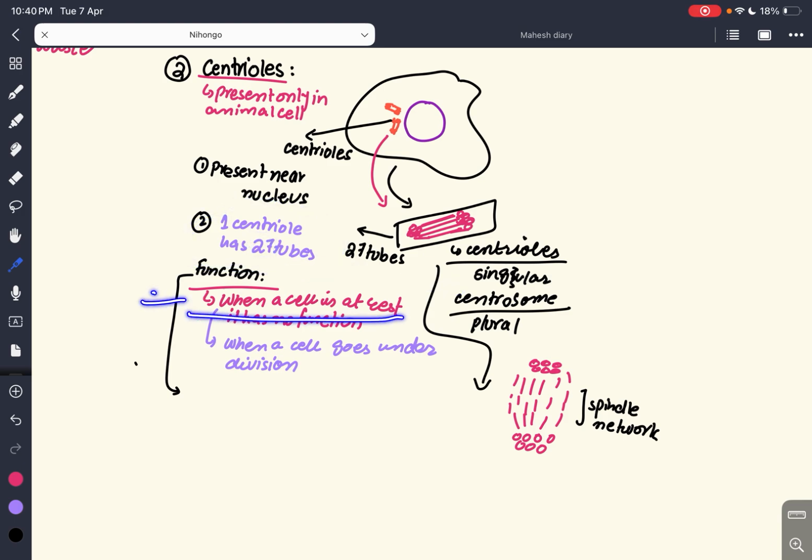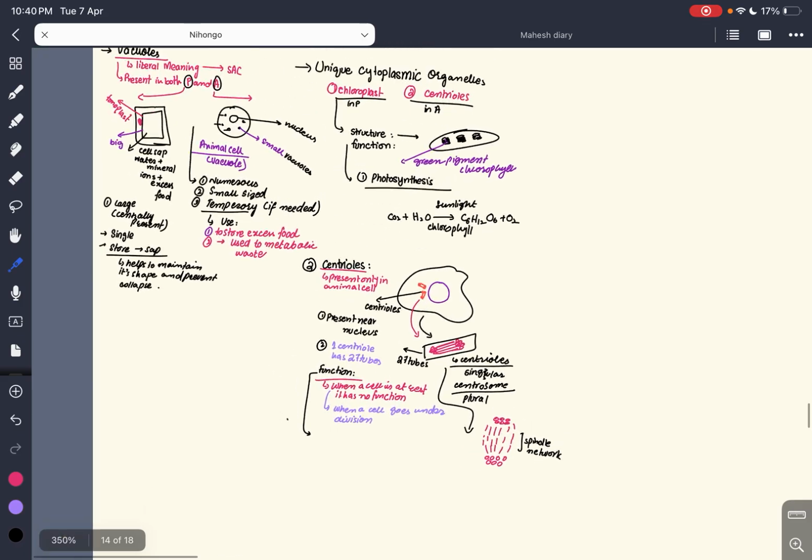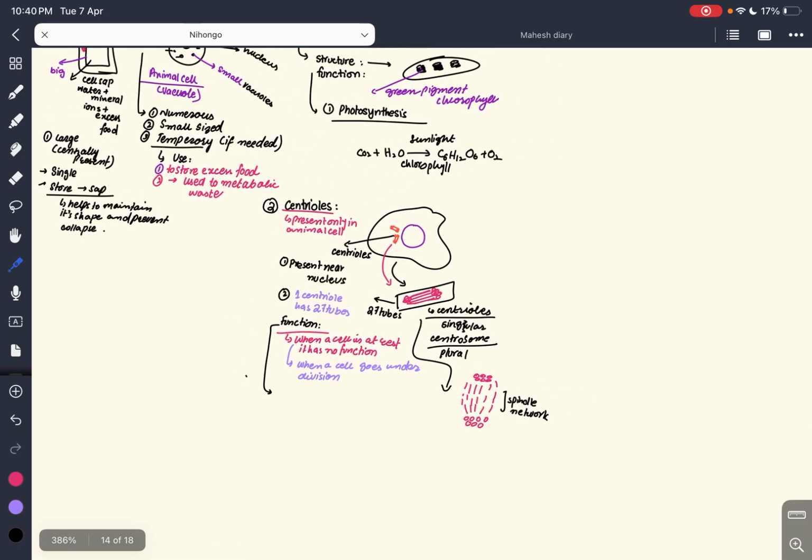Its function in a resting cell is nothing, but in a non-resting cell, when a cell goes under division, it actually forms a network, which is called the spindle network or spindle fibers. So that is all about centrioles that you should know in this chapter. There is no other thing that you should know, because the rest will come later when you study cell division properly.